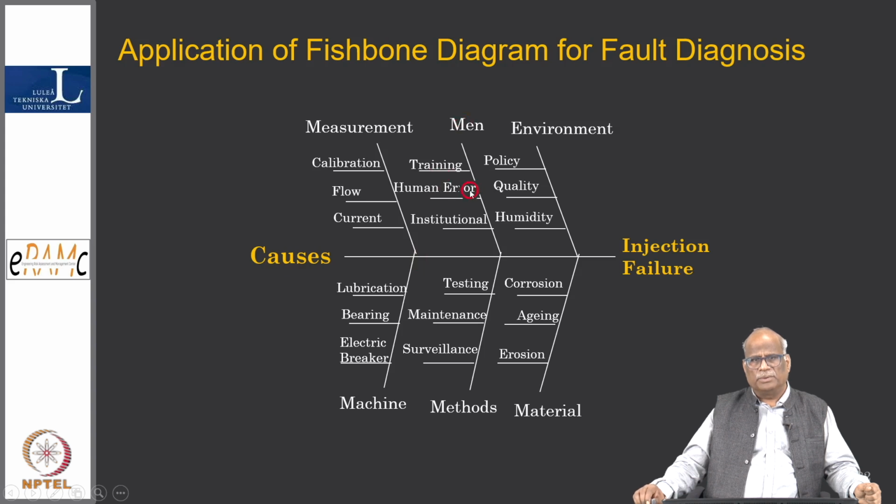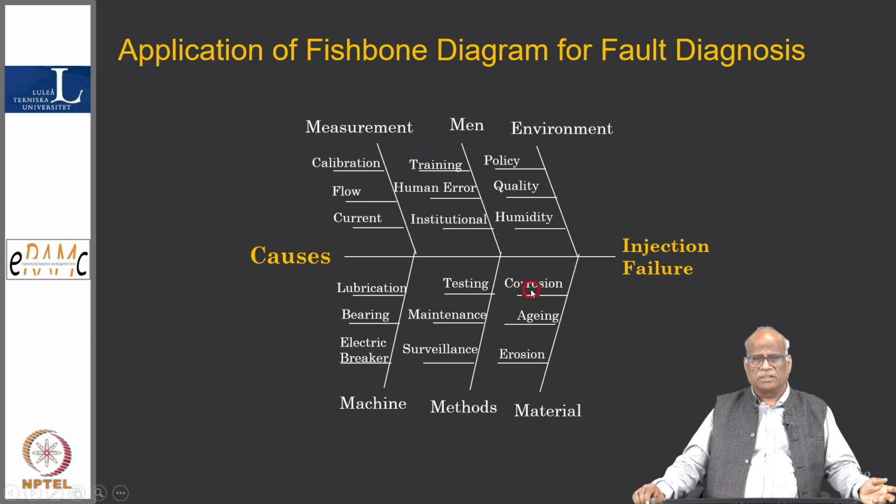Man: training, human error, institutional failure. In fact, this can come here or this can come here also. Then environment is plant, policy, quality and humanity. Many times quality related issues can become part of the injection failure. So this is the applicable fishbone diagram we have drawn for injection failure.